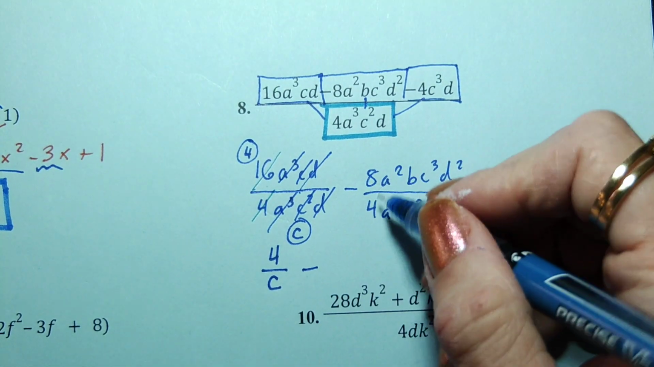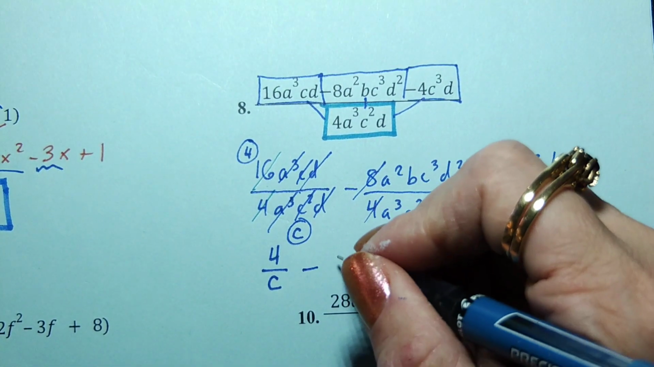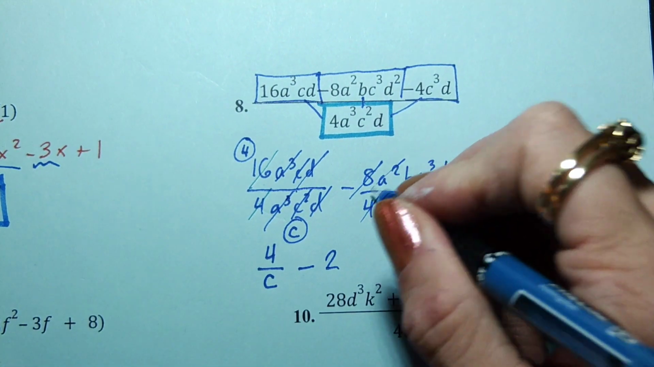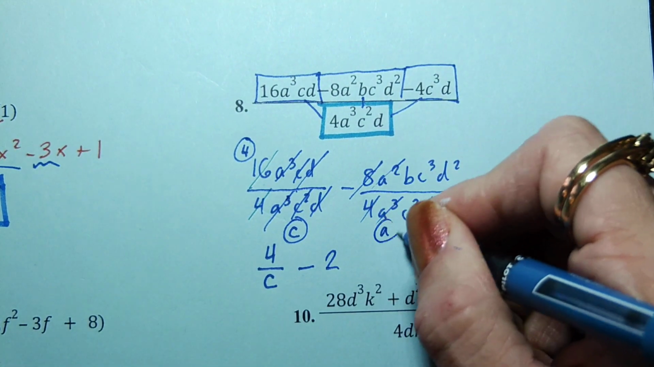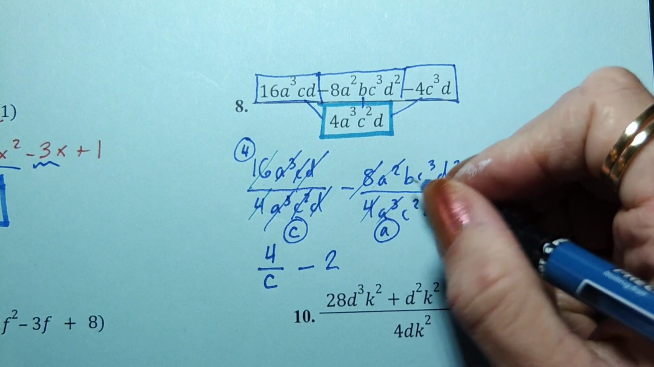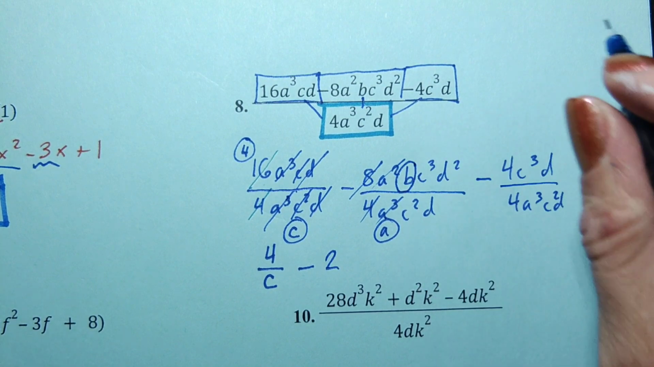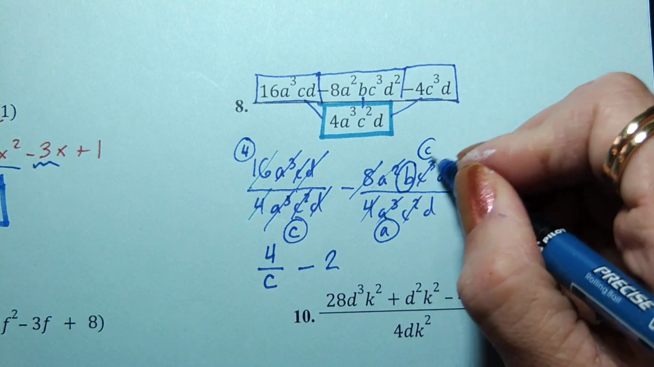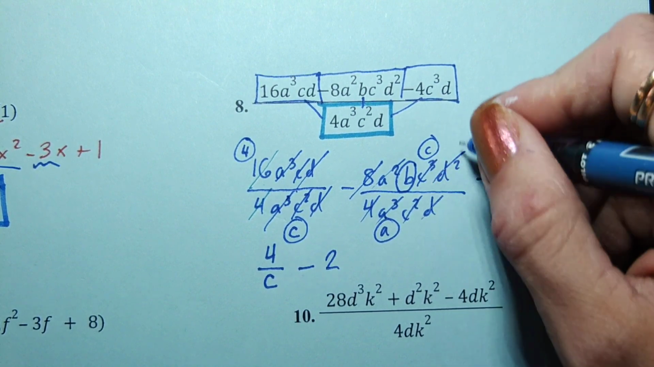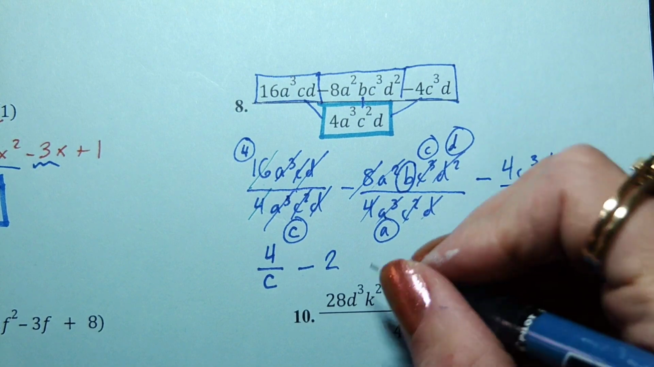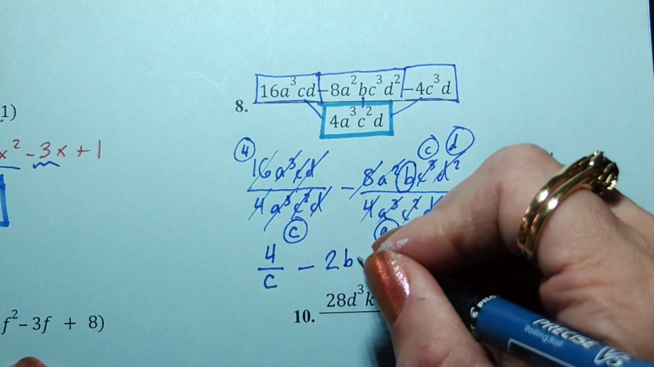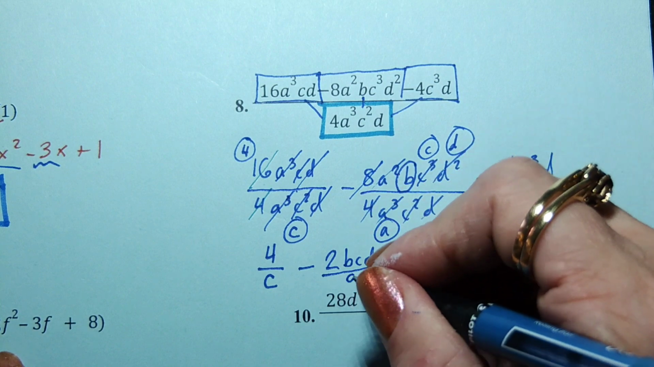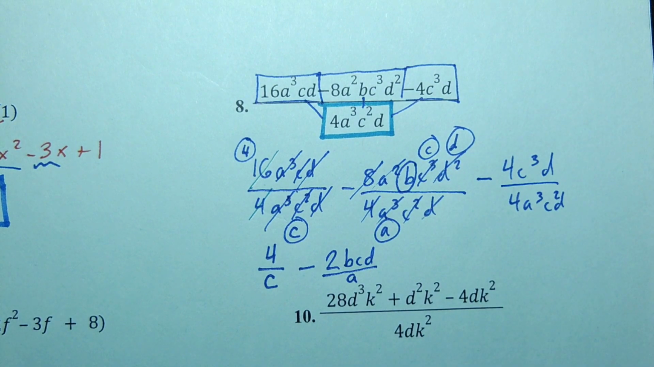Now in the second fraction, 8 divided by 4 is 2. Make sure you've got that negative in front of it. I can take an A squared out of the top and the bottom, which will leave me with A. There's nothing to cancel out with this B on the top, so that's going to stay there. C squared from the top and the bottom leaves me with a C on the top. And a D out of both of those will leave me with a D. So 2BCD all over A. Try the last part on your own.